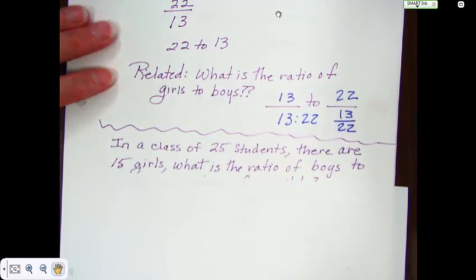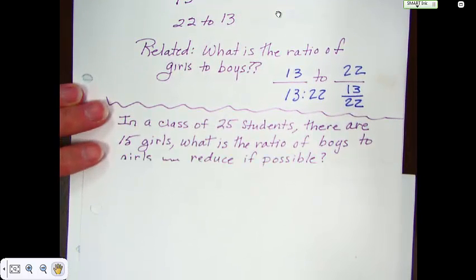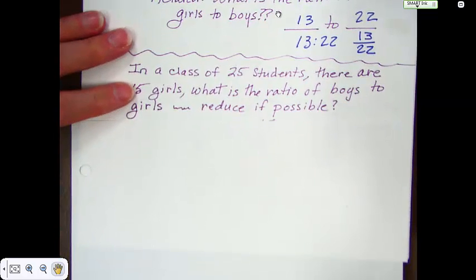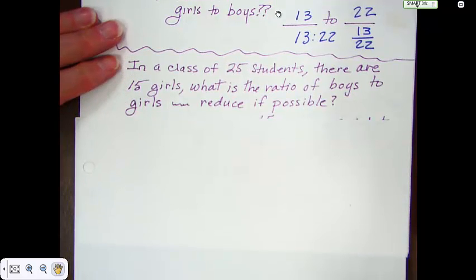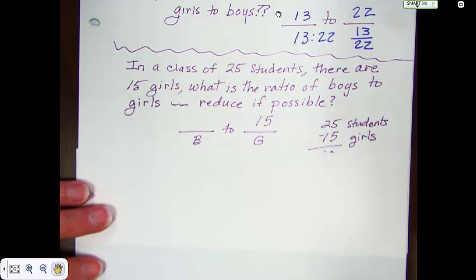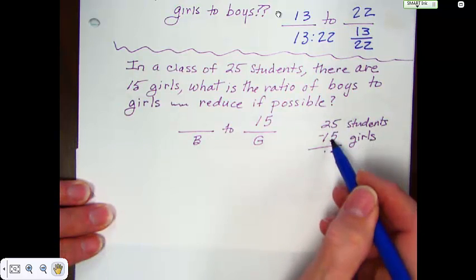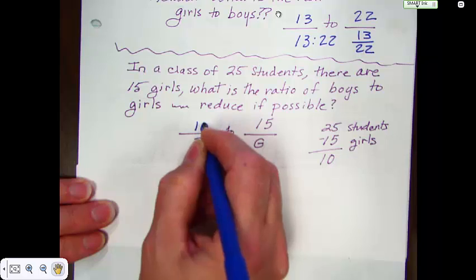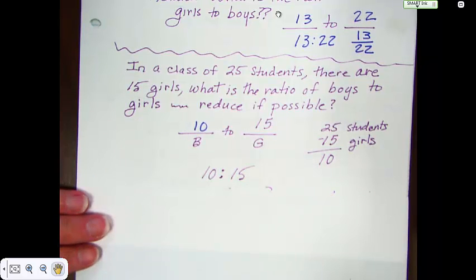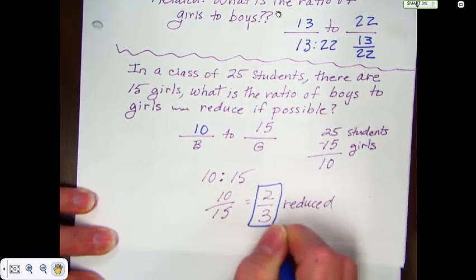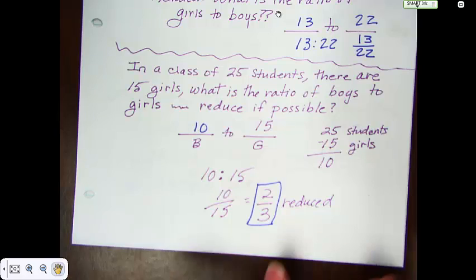Okay, in a class of 25 students, there are 15 girls. What is the ratio of boys to girls? Reduce if possible. How many students in a class? Yep, 25. How many girls? There are 15. How many boys? Well, we'll know just as soon as we subtract 15 girls from the total of 25, which ends up to be 10. 10 boys to 15 girls, or 10 to 15, and we can reduce it to 2/3. So ratios, not that hard.